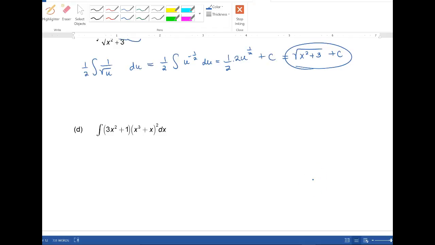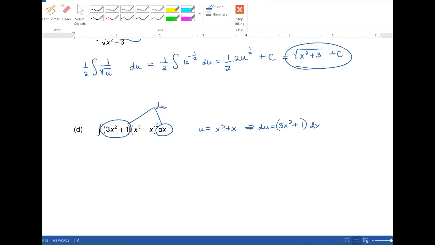Next one, I have two sets of parentheses. I'm going to use the one that has the exponent. So I'm going to let u equal x cubed plus x. So du is 3x squared plus 1 dx, which is very convenient because I noticed those two parts combined.